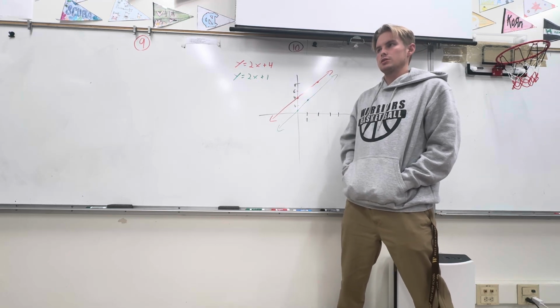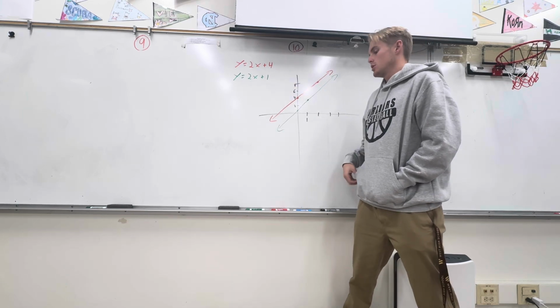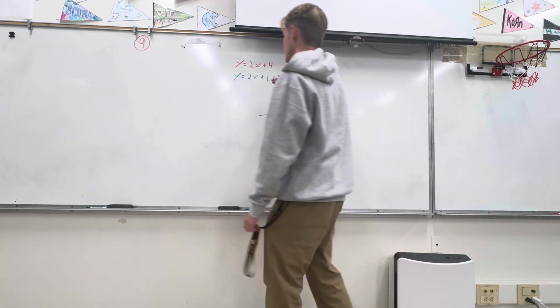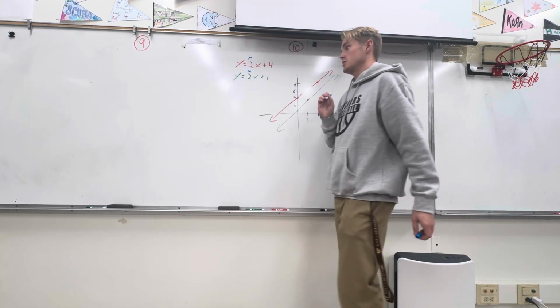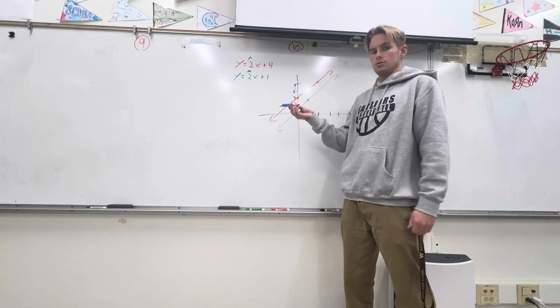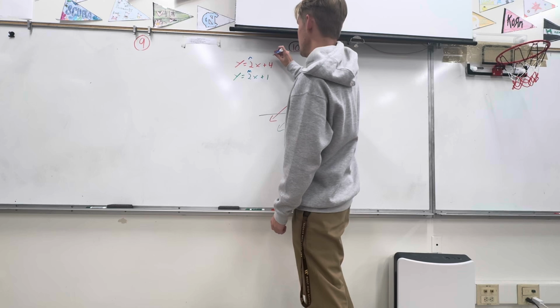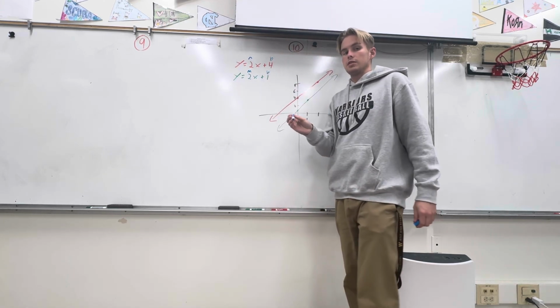And you should notice something similar between these two equations. So I want you to look at the slope. Look at the number in front of x. And you should see that in both these cases, our slope is going to be 2. However, our b value, our y-intercept, is going to be different.